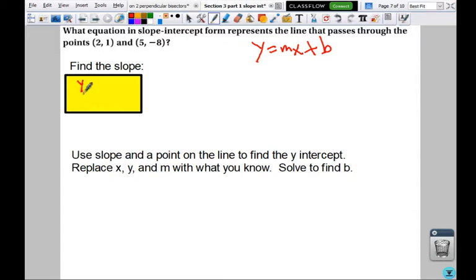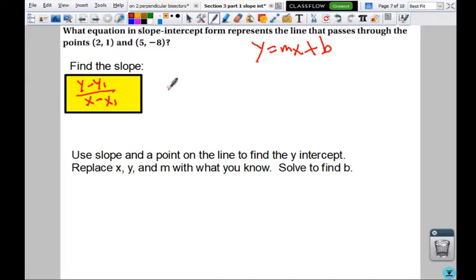Our slope is y2 minus y1 over x2 minus x1. What I'm going to do is we're going to find slope, and then we're going to pick a point to plug in to find b, because we can find slope between these 2 points. We did it on our warm-up, and we did it last lesson.